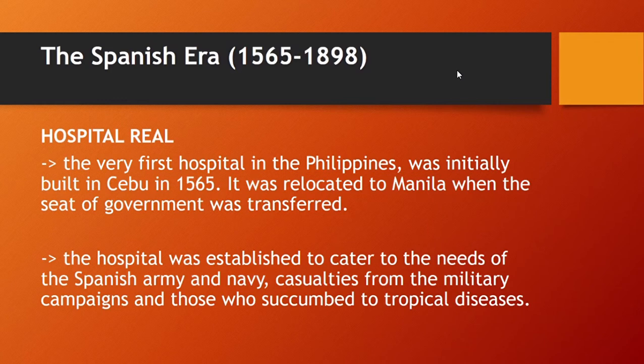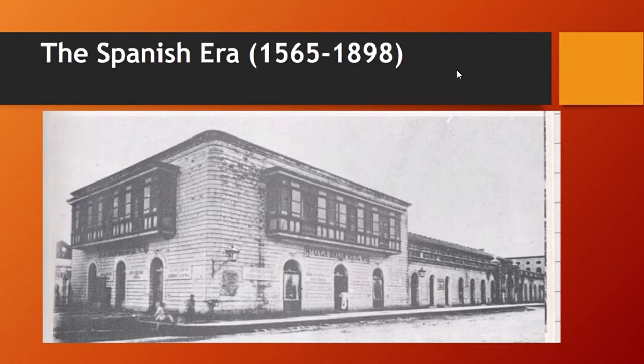Casualties from the military campaigns and those who succumbed to tropical diseases. Interestingly, this hospital refused admission to Spanish and Mestizo women. So this is the Hospital Real. It was a royal hospital funded by King Philip II and the Spanish government, yet it was beset by numerous problems, including finances. There was a constant need for doctors, nurses, and chaplains. Likewise, food and other supplies were also lacking. They were always lacking.